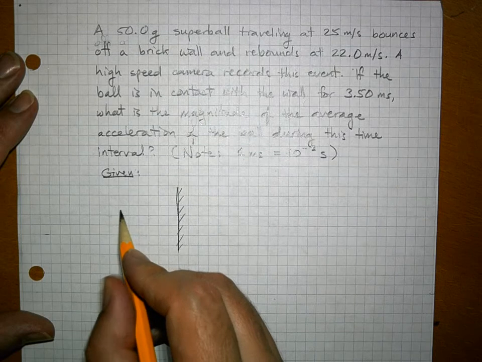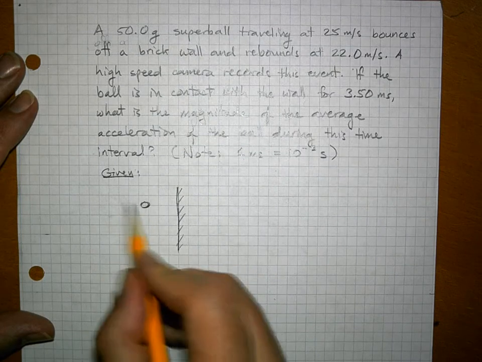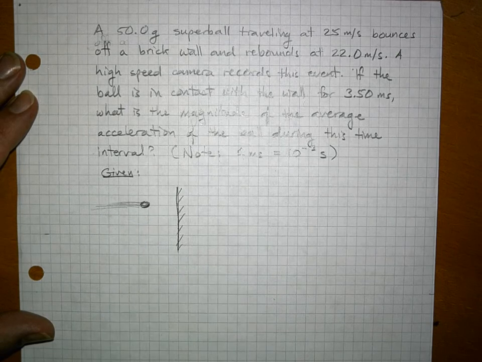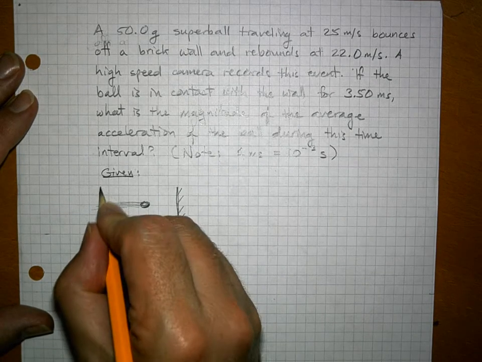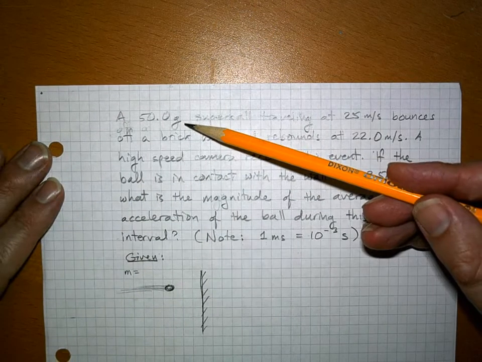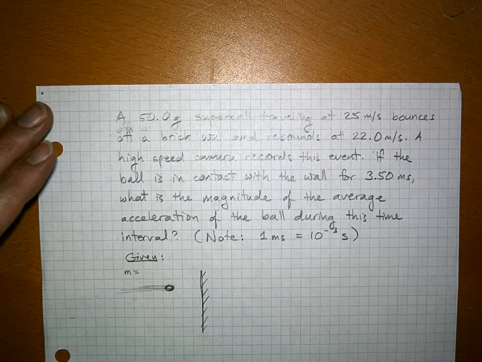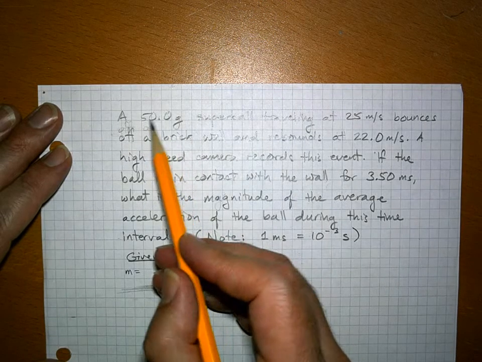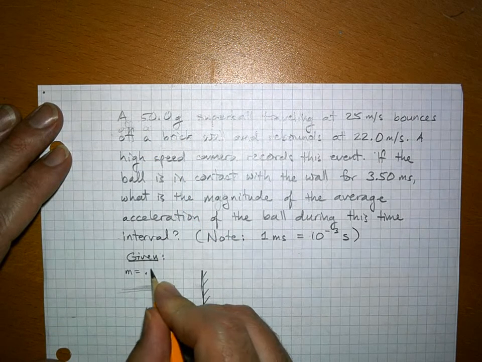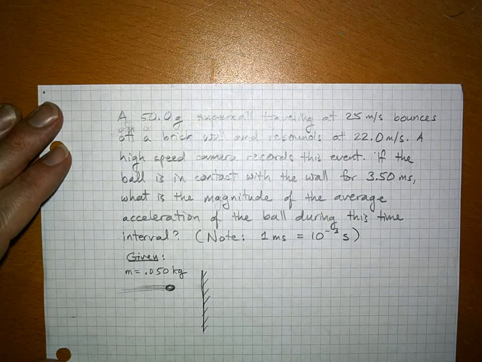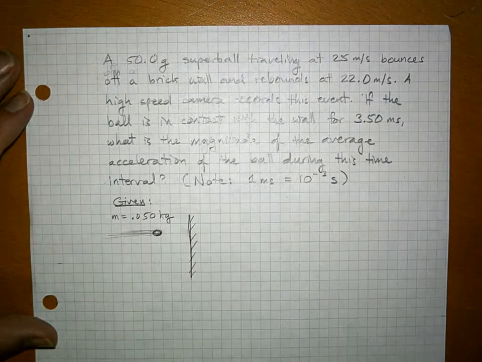And here comes my superball. Okay, and here it comes. Look at all that speed it's got. That's what the streaking is all about. And it has a mass that's equal to, now it says 50 grams, okay? But in physics, we use kilograms. We don't use grams. So I'm just going to say it is 0.050 kilograms.